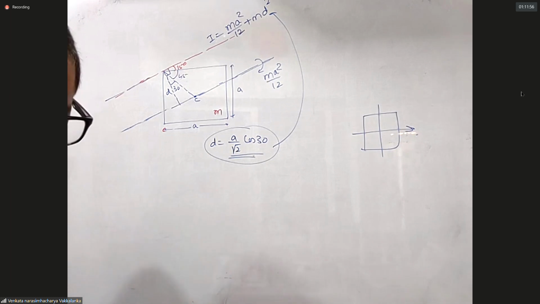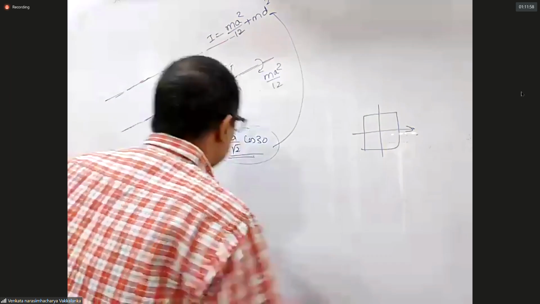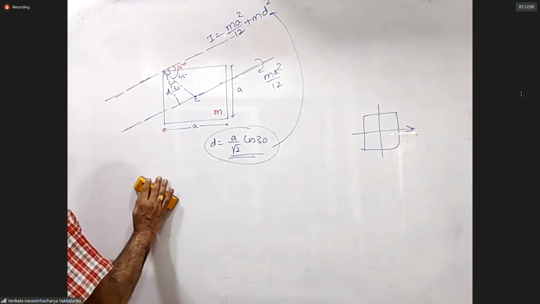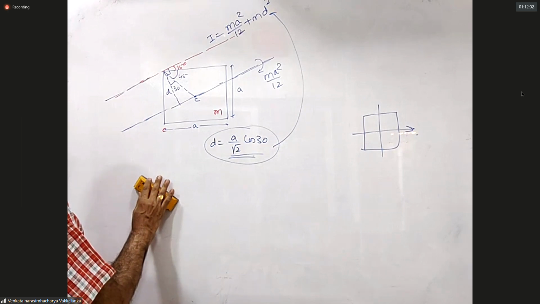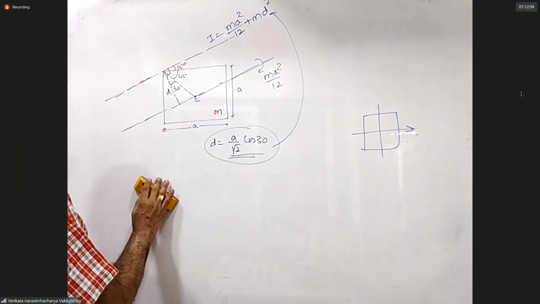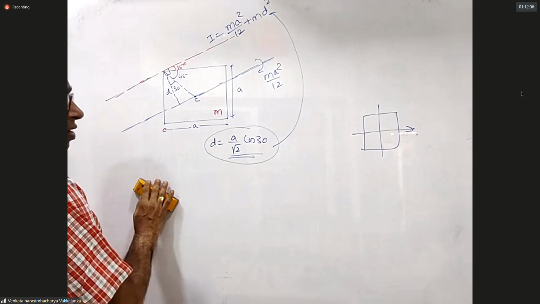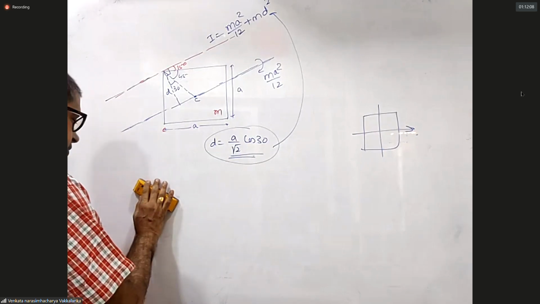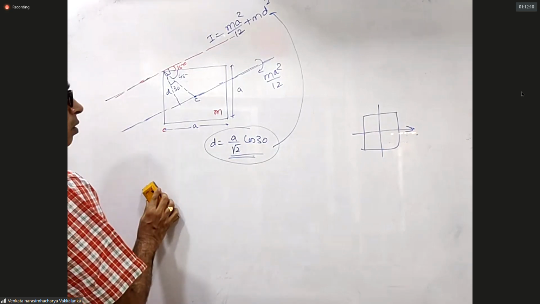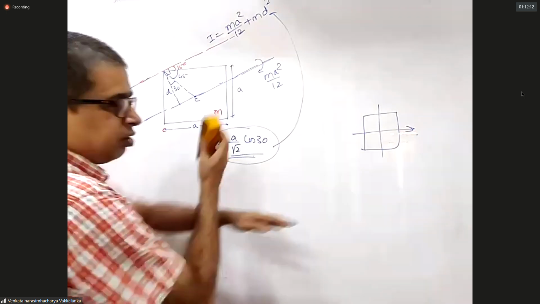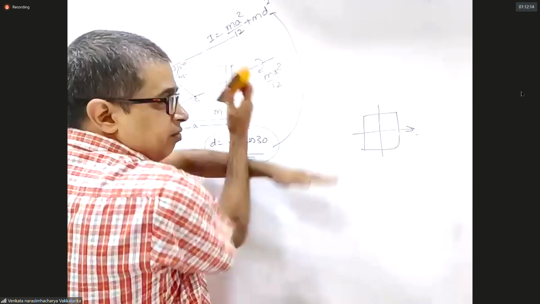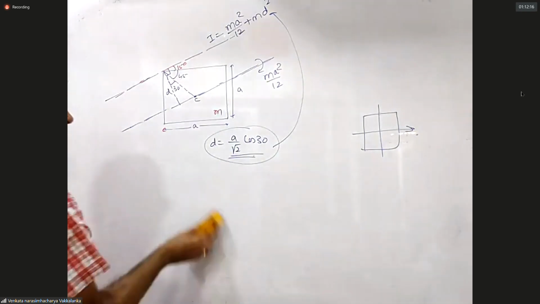Yes, sir. Explain why you took inertia as Ma square by 12 along that axis. The x-axis. What is the moment of inertia of a square plate about the x-axis? Ma square by 12. So the x-axis can be this way, however it is, I can have the x-axis. Yes, sir, got it.